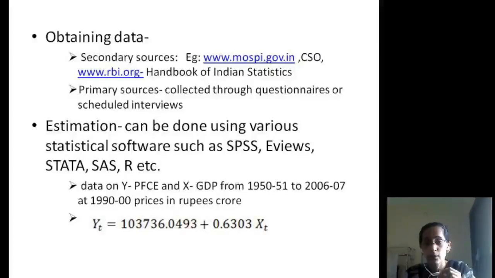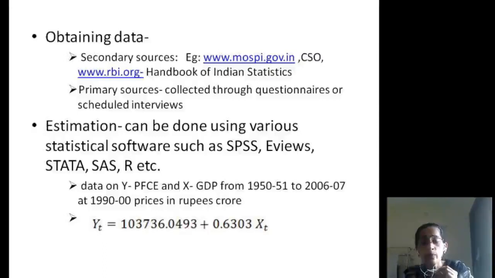Primary source means where you are actually going to the field and collecting your data. We have generally two commonly used methods of collecting data from the primary source, via questionnaires or via scheduled interviews. Questionnaires are when you make a list of questions that you want the respondents to answer, and you give it to them, and they are filling in the answers on their own, right?